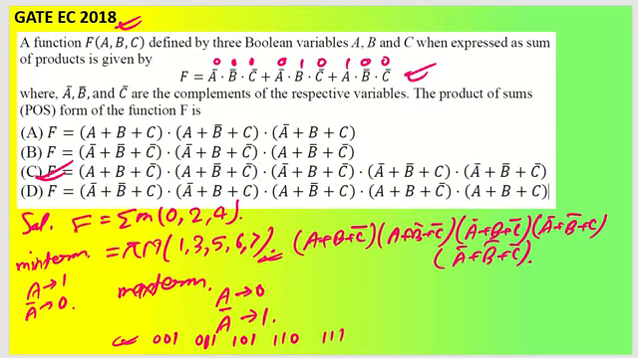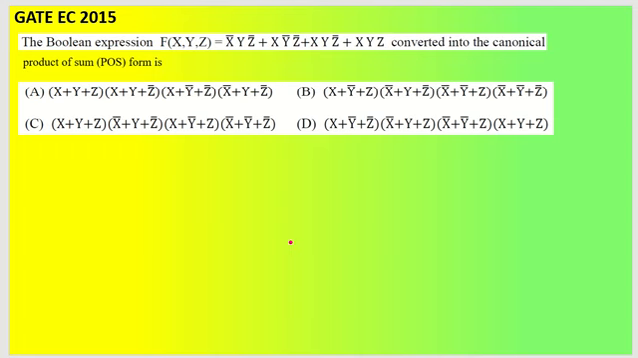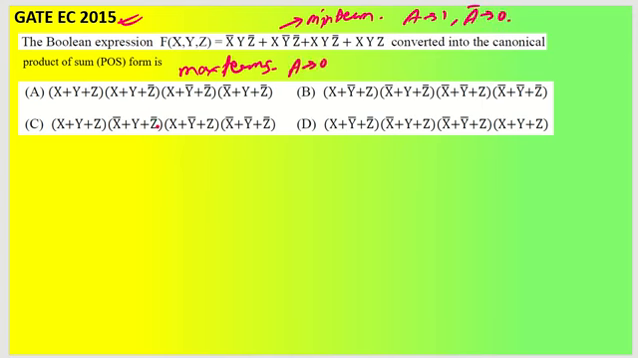Let us take next question. All right, the next question is, this was asked in GATE EC 2015. So the question is given as the Boolean expression f of x comma y comma z is this, okay, and it has been converted into canonical form. So the product of sum form, that is POS form, is which one? So this can be taken as min term, and these are given in terms of max term. So I have already told you that in min term a is 1 and a bar is 0. In max term a is 0 and a bar is 1. Like that you have to understand, right?